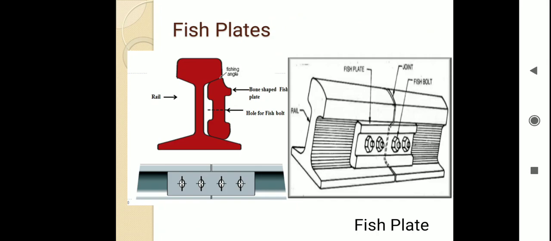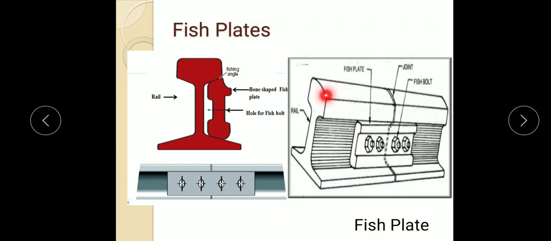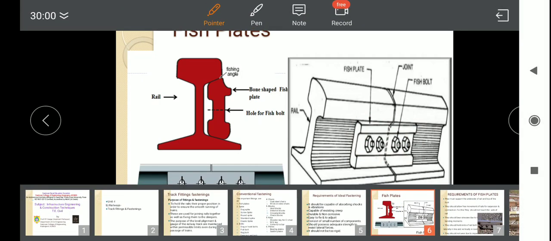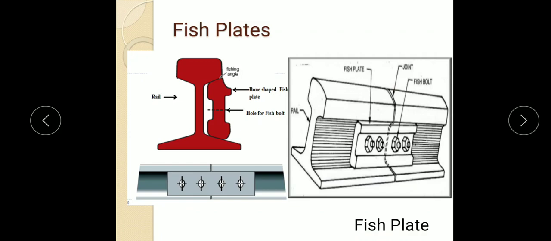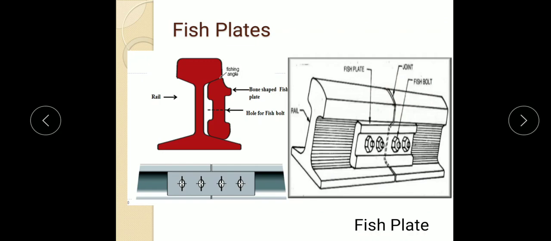So this is the first type of fitting, that is the fish plate. Here we can see these are the two rail sections, and these two rail sections are joined by this fish plate and bolt. So this is called a fish plate. This is a fish bolt, and in between, the two rail sections are joined by a joint. So to join the two rail sections with each other, fish plates are used.